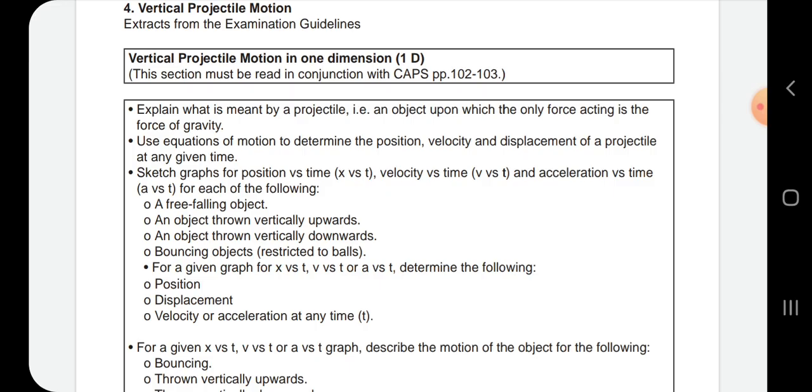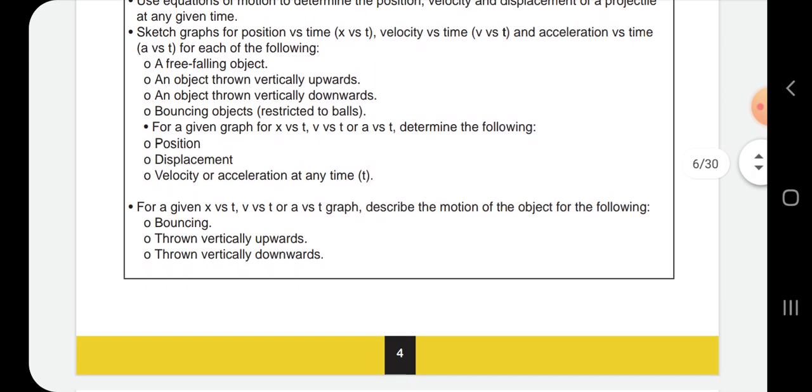For a given graph for position versus time, or acceleration versus time, you need to be able to determine position, displacement, velocity, or acceleration at any time. So for given position versus time or acceleration versus time graphs, describe the motion of the object for the following: bouncing, thrown vertically upwards, and thrown vertically downwards.